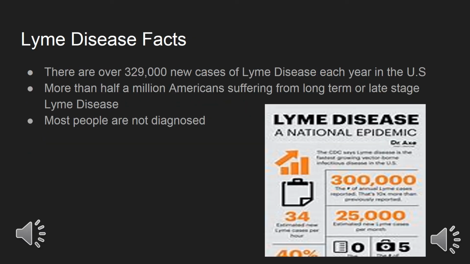So some facts about Lyme disease: there are over 329,000 new cases of Lyme disease each year in the U.S. And even with those, there are 500,000 Americans suffering from long-term or late-stage Lyme disease, and most people are not diagnosed. This just kind of shows how much Lyme disease has grown in recent years, and it's going to keep growing unless we do something about it.